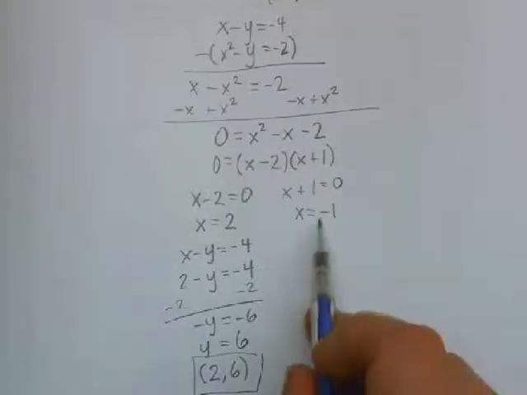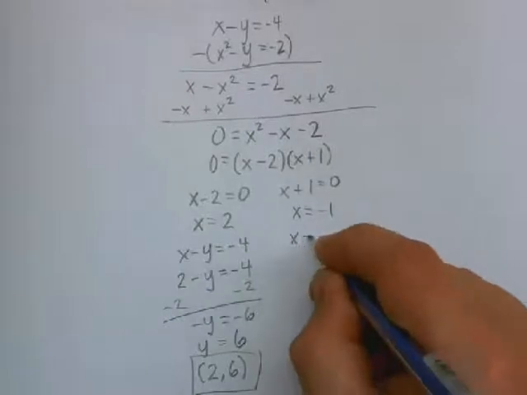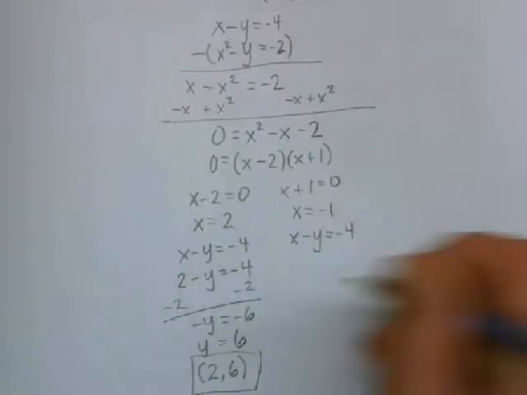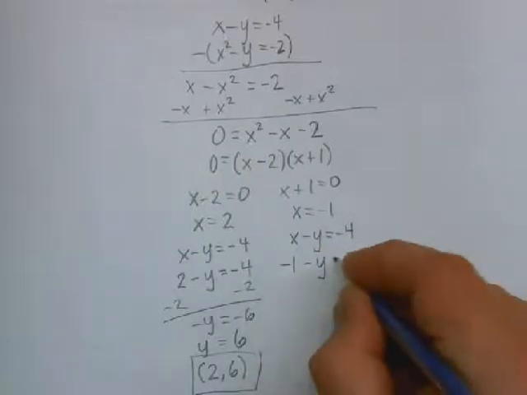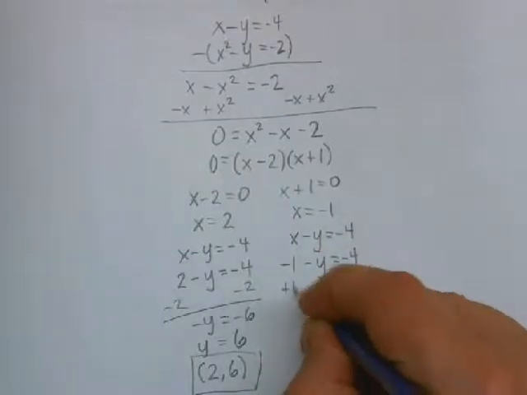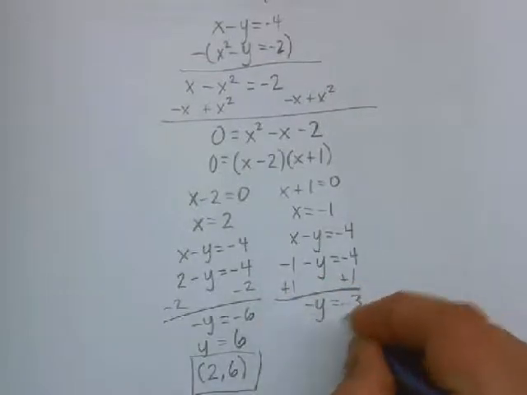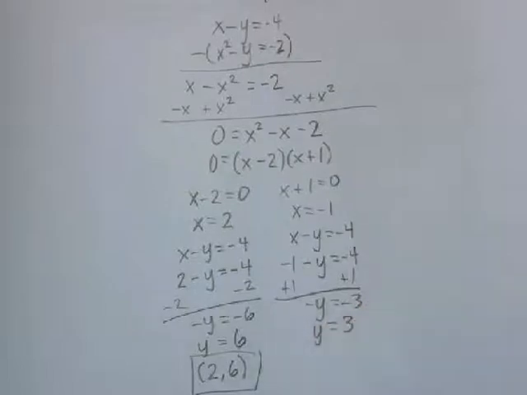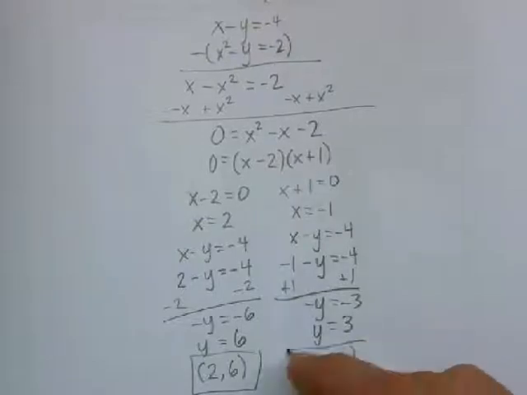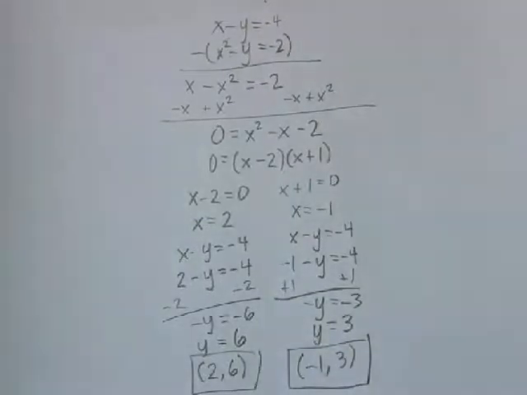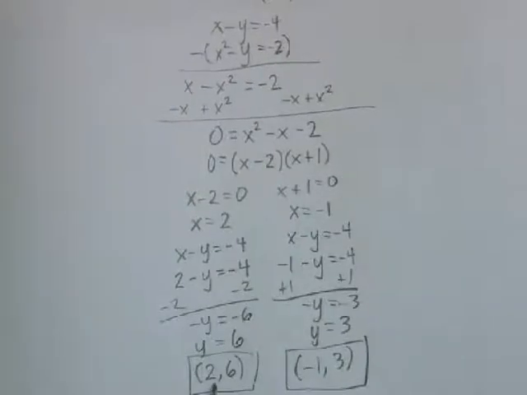Now, for the other solution, I'm going to plug negative 1 in for x. Negative y equals negative 3. y equals 3. So the other solution is negative 1, 3. Now, as a good check, you can always plug the x and y values into both equations and make sure that they satisfy both equations.